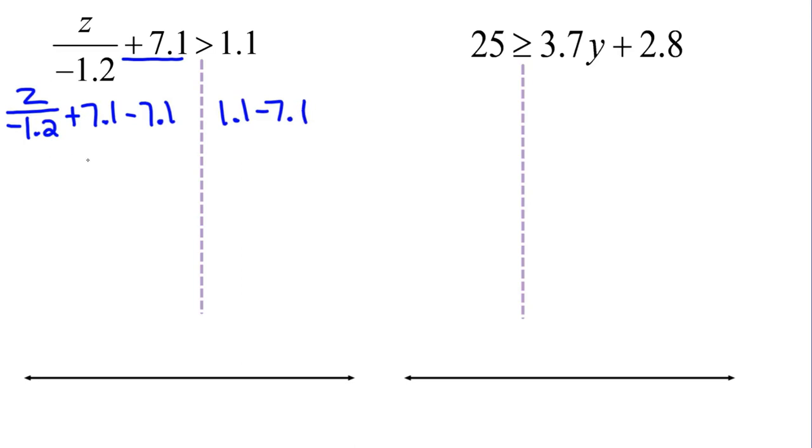On the left-hand side, those 7.1s will cancel each other out. I have z divided by negative 1.2 is greater than 1.1 minus 7, which is negative 6. So that's step 1. Step 2, now I need to get rid of this division, or undo the division. So I'm going to multiply both sides by negative 1.2.